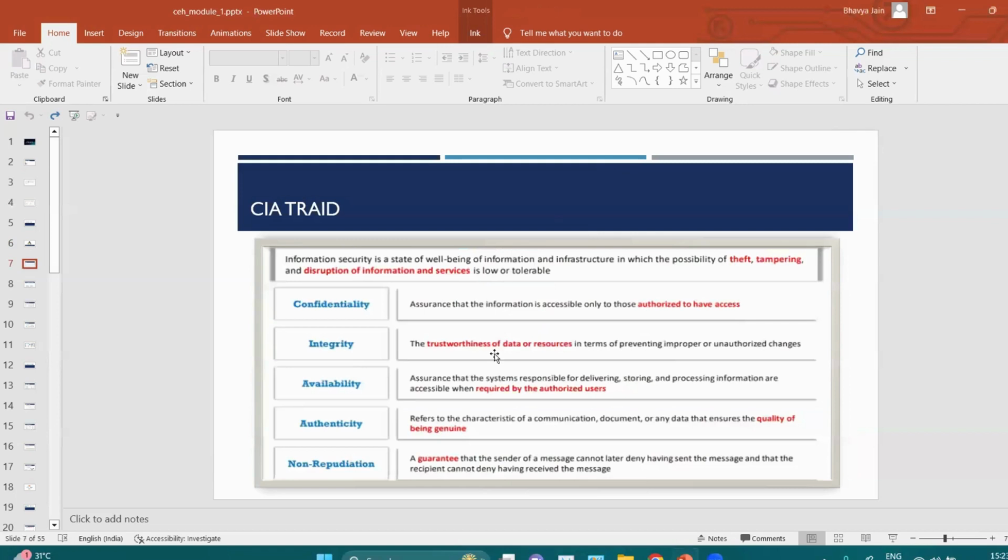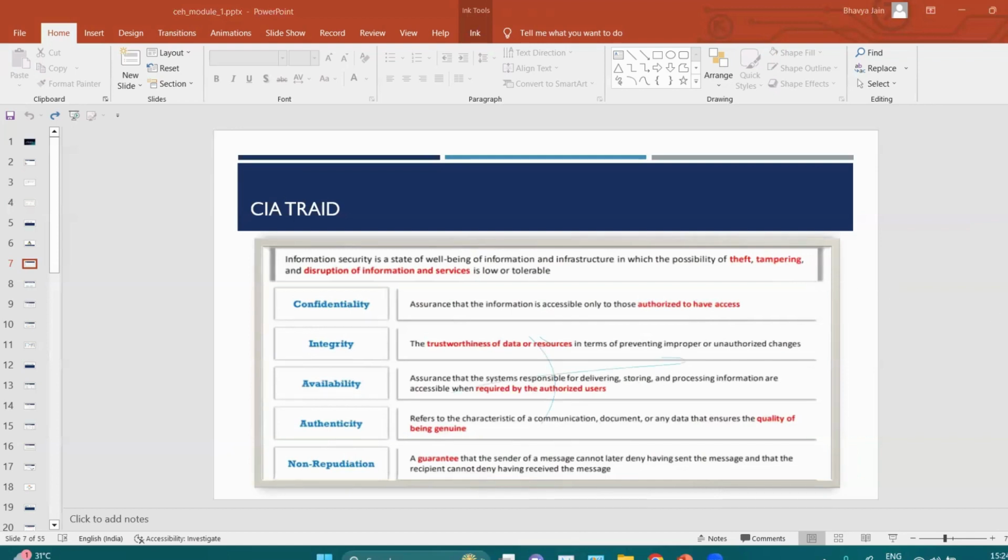Apart from these three pillars, we have two more pillars of cybersecurity, or information security, which are authenticity and non-repudiation. Authenticity means that whenever we share any data, document, or message, it should be genuine. We ensure that whatever we receive from the other side is genuine, which is the quality of being genuine, and that it comes from an authorized user. That is authenticity. And then we have non-repudiation.